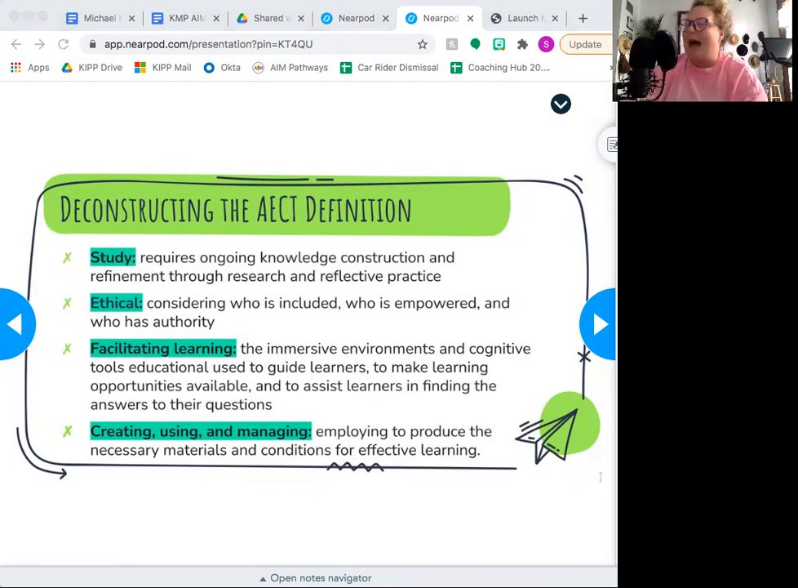Ethical. We have to consider who is included, who is empowered, and who has authority in the new issues of design and development of learning solutions. But an ethical stance insists that we as educators and educational technologists question our practice areas in these ways.